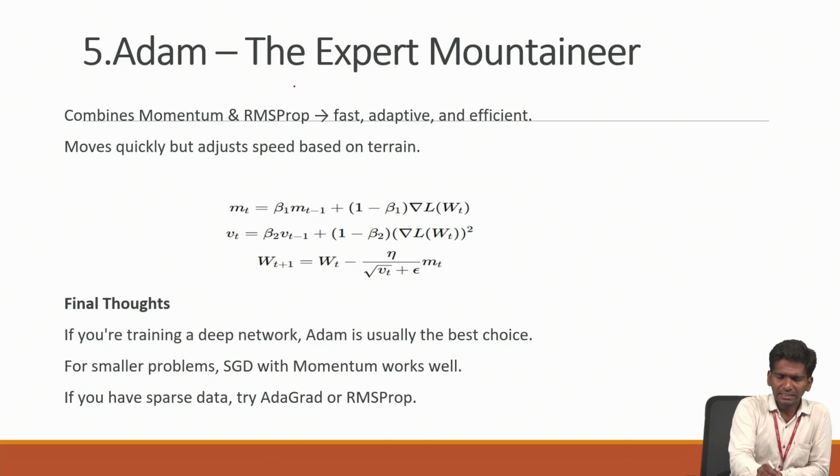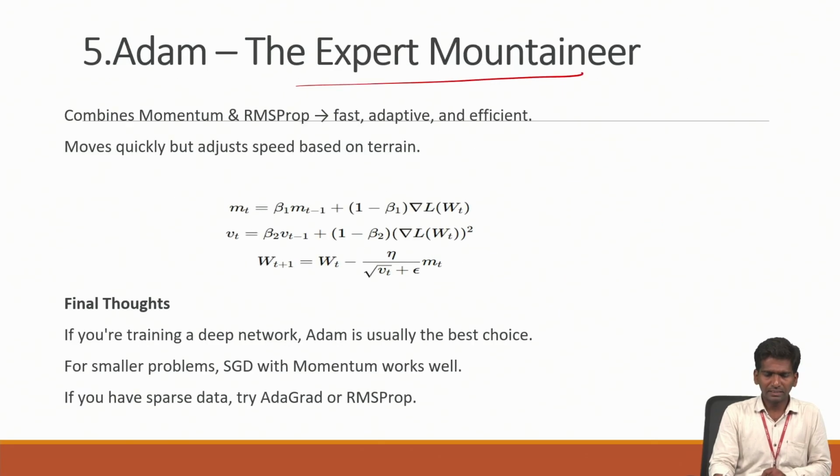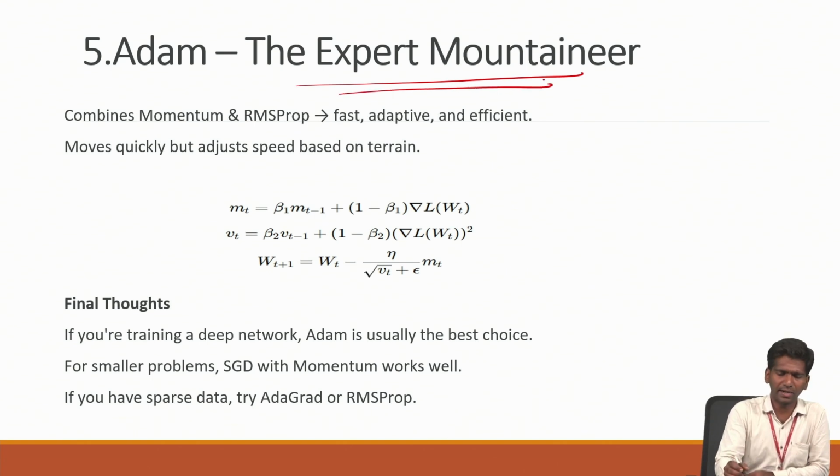So the expert mountaineer. Here, what is the smart trekker? Very smart in trekking. But here, expert means he already knows, he has climbed many times, he has seen all the obstacles, all the ups and downs, so he has the entire view and perspective of this journey. So he knows what to do. That's what we call the expert mountaineer. Adam is like an expert mountaineer.